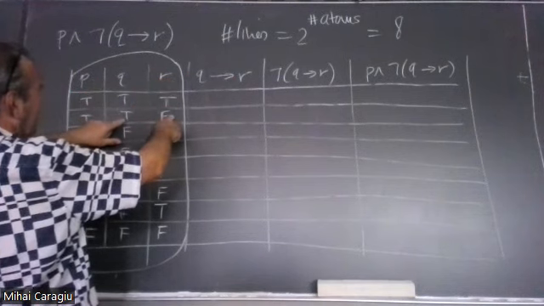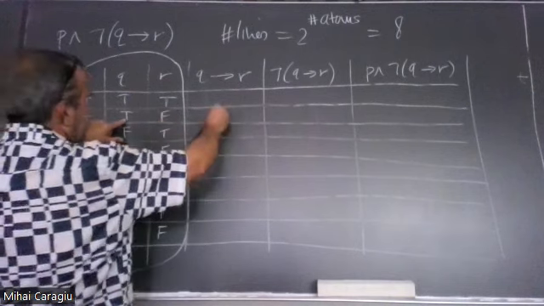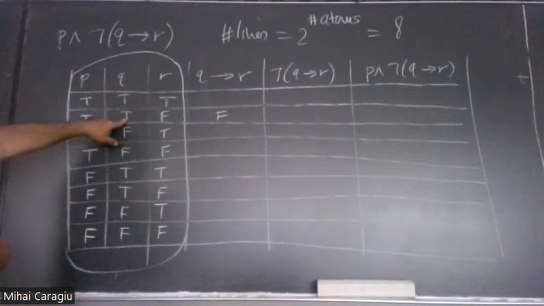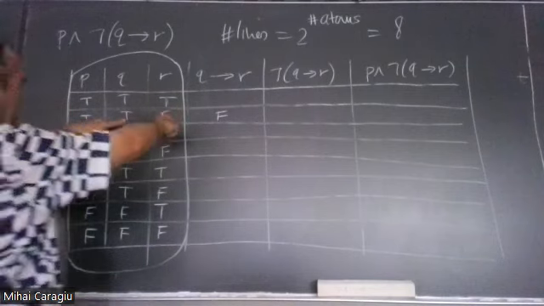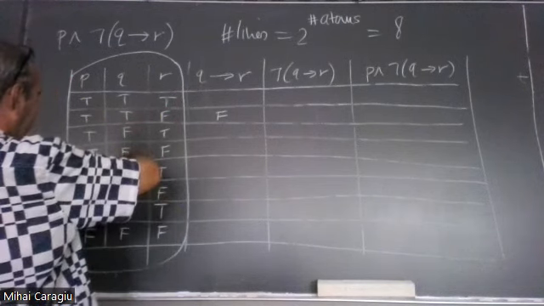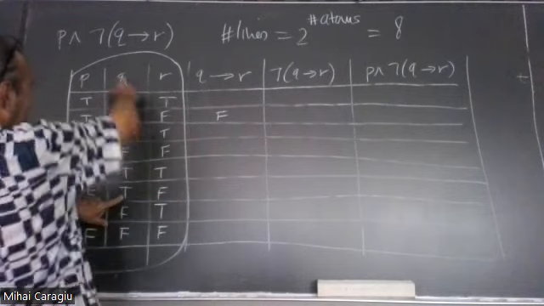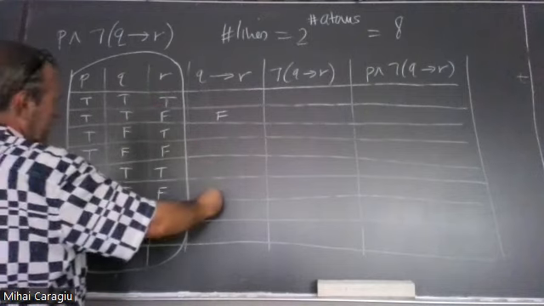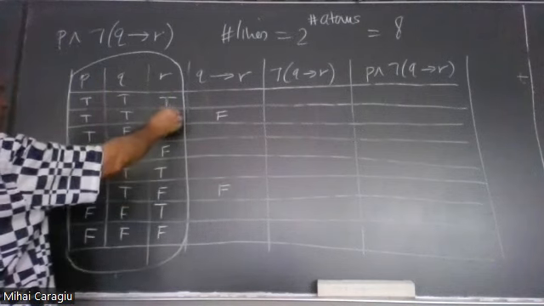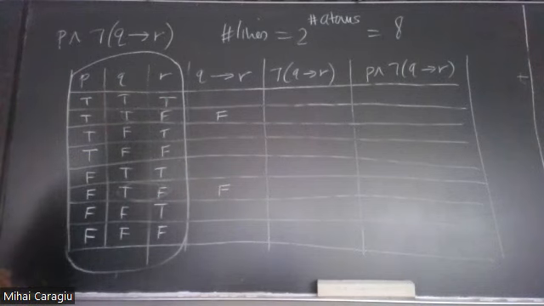Here, in the second line, Q is true, R is false, but then there's false. True never implies false. Because Q is true, R is false, Q implies R is false. True never implies false. Another possibility: here, in the sixth line, true implies false is false, because Q is true, R is false, Q implies R is false. Right? So two lines in which Q is true, R is false, Q implies R is false.